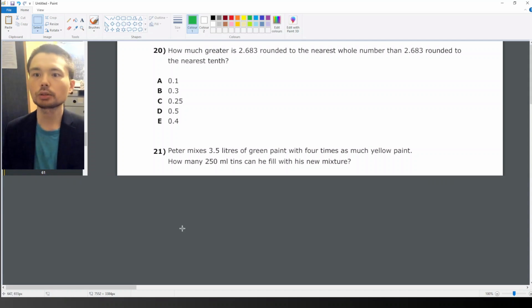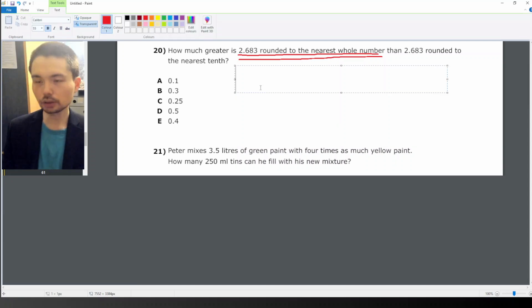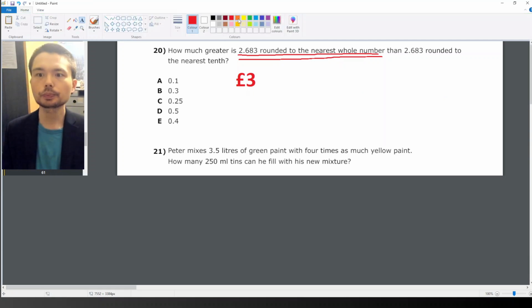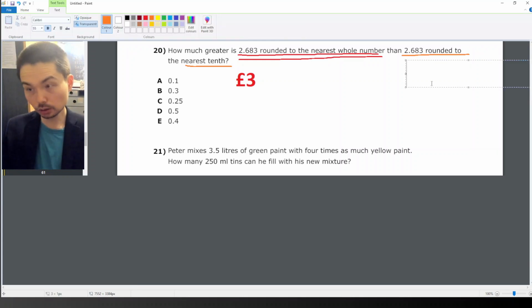Question 20. How much greater is 2.683 rounded to the nearest whole number than 2.63 rounded to the nearest tenth? What a strange question. But it's okay. It's just a rounding one. Let's underline the important bits. So if we round 2.683 to the nearest whole number, well, let's just think of it like £2.68. And what's that really close to? £3. How about this one? It's rounded to the nearest tenth.